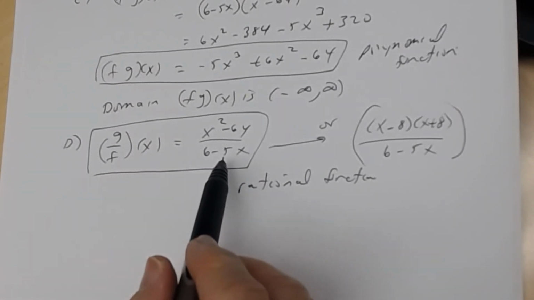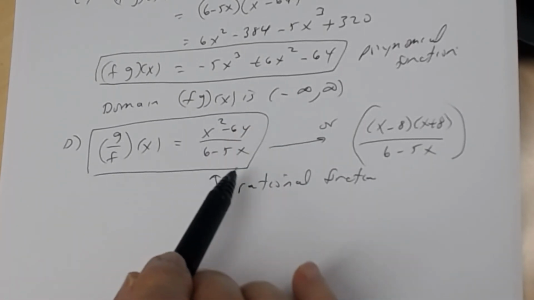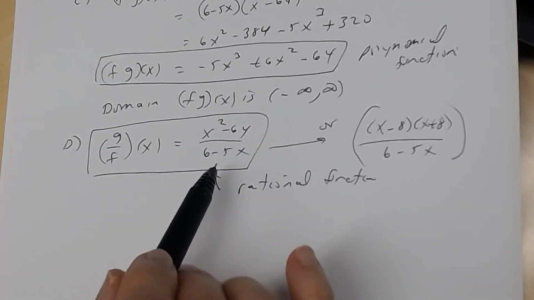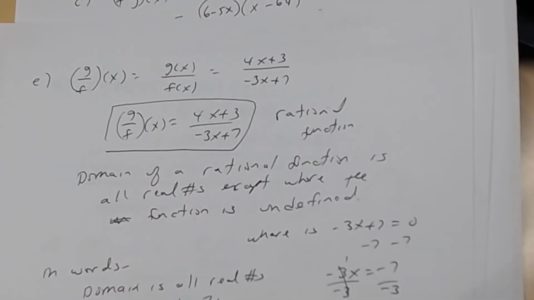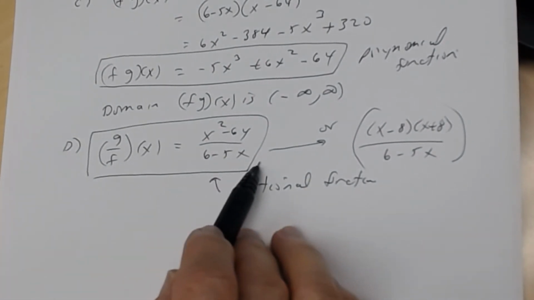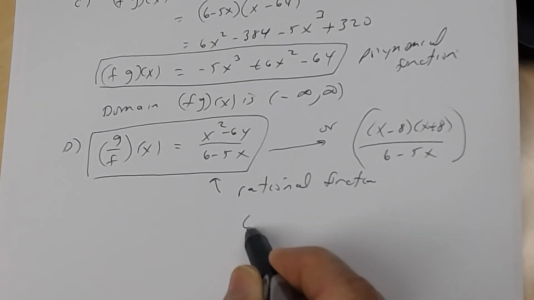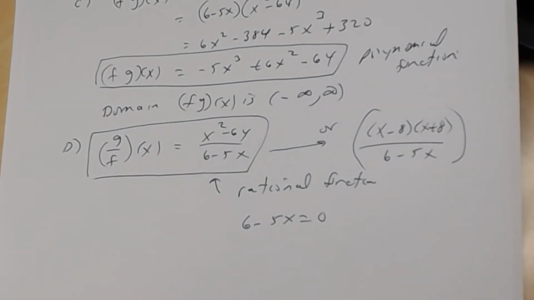The domain of a rational function is all real numbers except the values of x that make this rational function undefined. That's what we talked about here, right? All real numbers except where the function is undefined. Well, the function is undefined whenever the denominator is 0. So what I'm going to do here is I'm going to ask myself, where is 6 minus 5x equal to 0? That's what I'm asking.